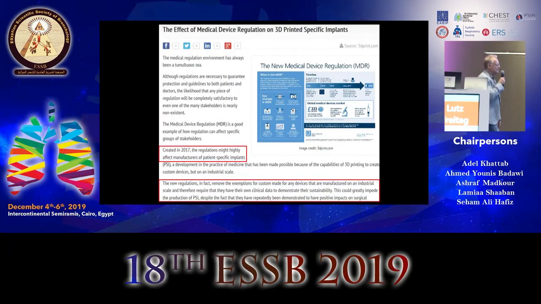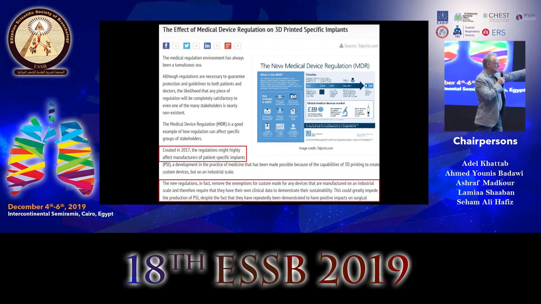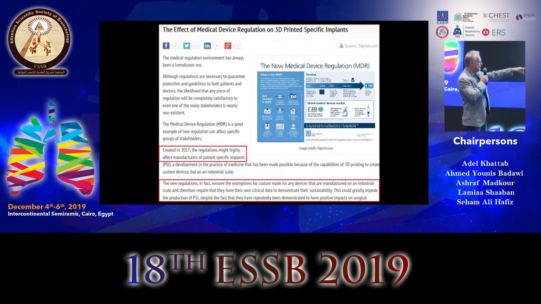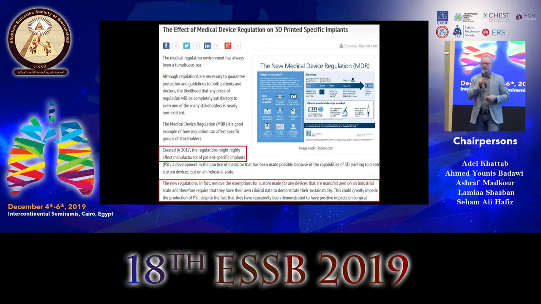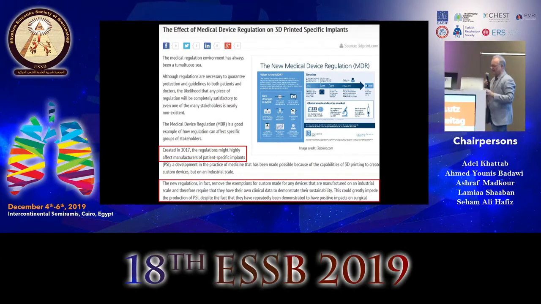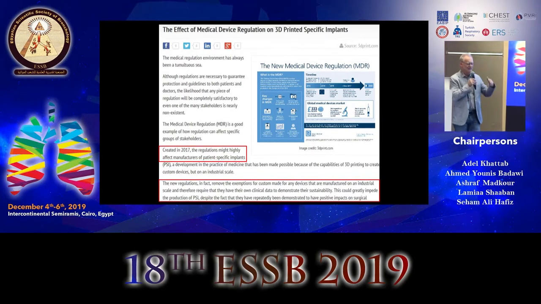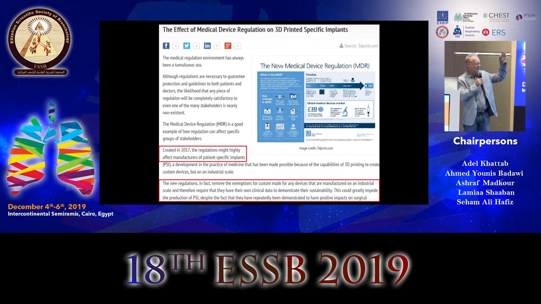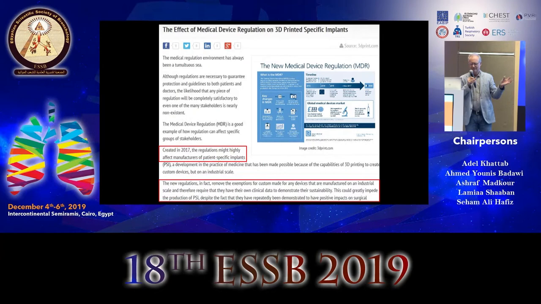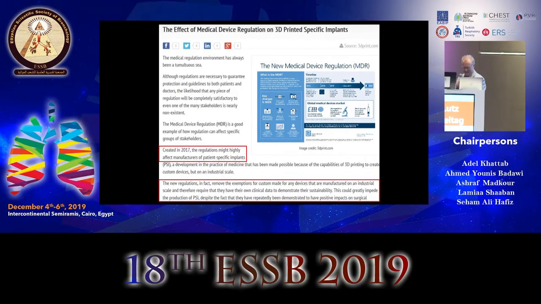And it says the new regulations make it, despite the fact that they're clinically useful, more complicated. This could greatly impede the production of patient-specific implants, despite the fact that they have repeatedly been demonstrated to have positive clinical effects. So, not complaining, it's a tragedy of my life. Now, after 30 years, I finally have the technology that I had ever been dreaming of to make the perfect stent, and now I'm not allowed to use it anymore.